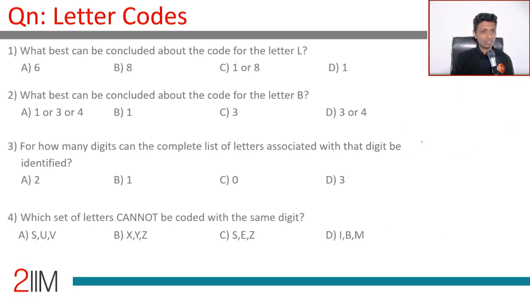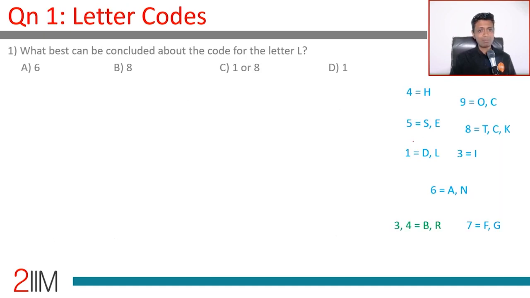Now let's go to the questions. What best can be concluded about the code for L? L is 1. One of the last things we inferred, L is 1. Done.